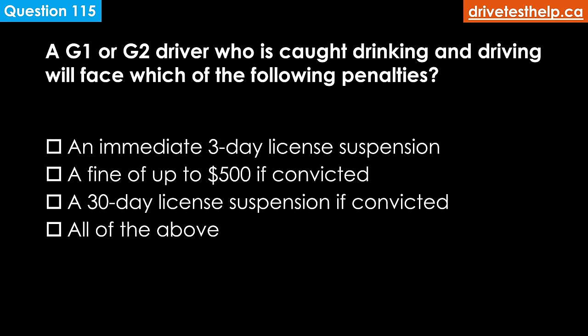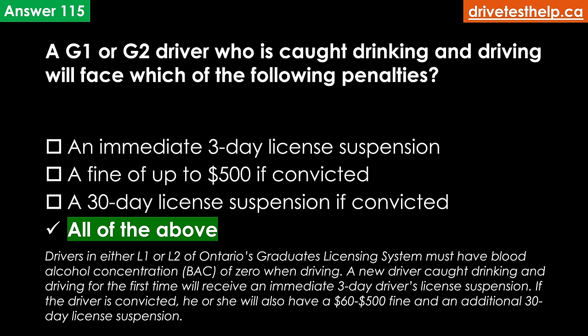Drivers in either level 1 or level 2 of Ontario's graduated licensing system must have a blood alcohol concentration, BAC, of 0 when driving. A new driver caught drinking and driving for the first time will receive an immediate 3-day driver's license suspension. If the driver is convicted, he or she will face a $60 to $500 fine and an additional 30-day license suspension. If the new driver's BAC was greater than 0.08 at the time of the offense, the driver will also be subject to the same penalties for impaired driving as fully licensed drivers. Note, the MTO Driver's Handbook incorrectly states that the immediate suspension is just for 24 hours.